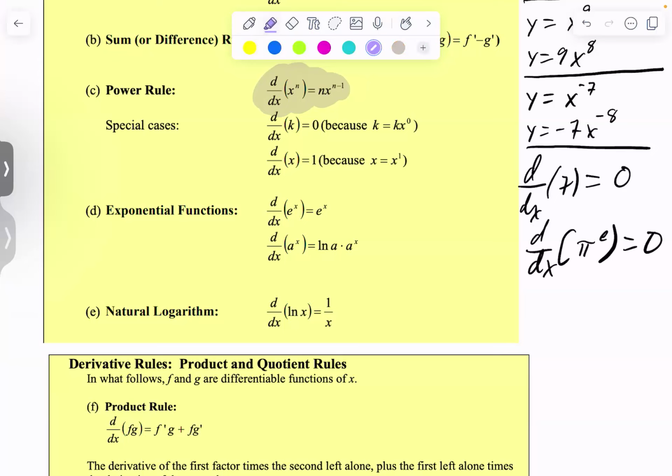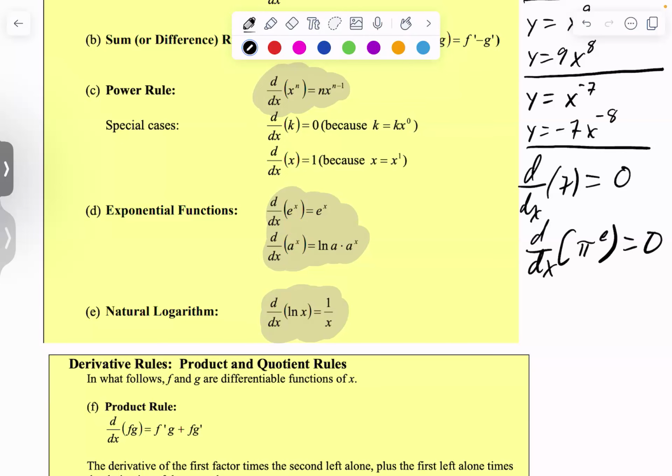So these are some of the main ones that we need to keep an eye on. The ones that I didn't highlight are actually just variations of the power rule. But for now, these are our main ones. And the biggest one is the power rule at the top there. Yeah, those are the big ones.